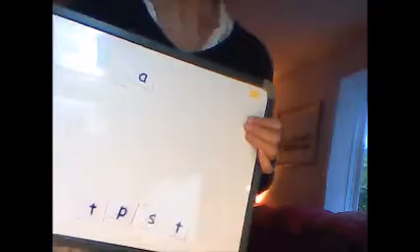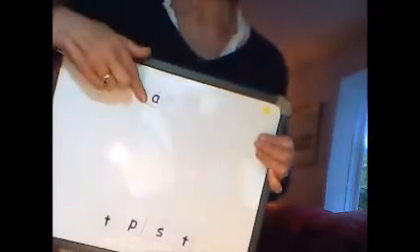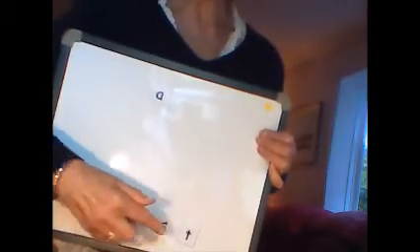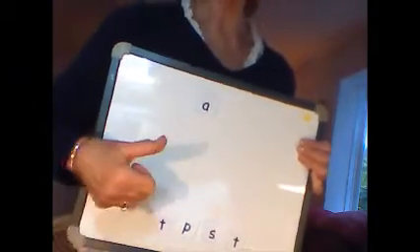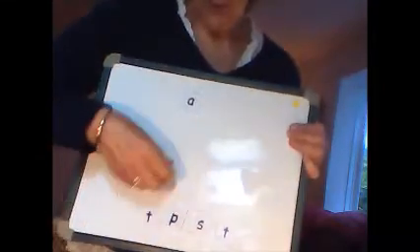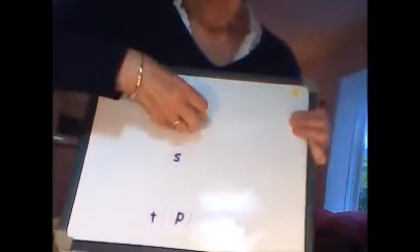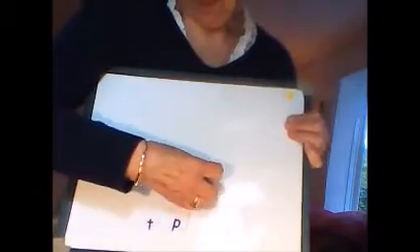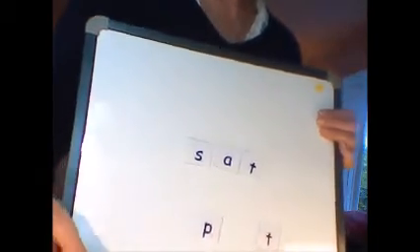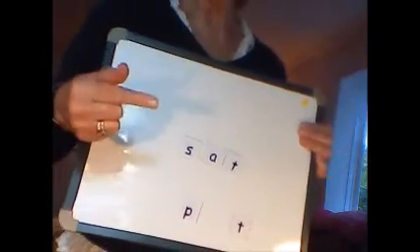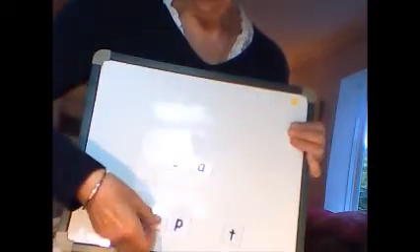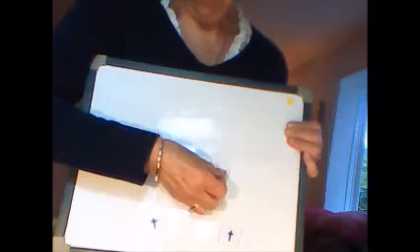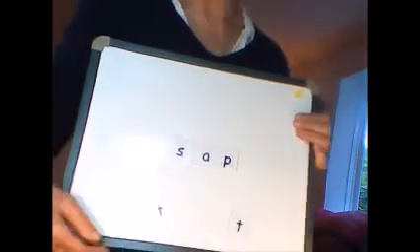Now we're going to do the swapping the sounds game. At the top is the vowel, and at the bottom are the consonants. Now the first word we want is sat. S, a, t. Let's make s, a, t. Now let's change one sound and go to sap. S, a, p. So we want to change this one. Sap, sap. That's what we wanted.